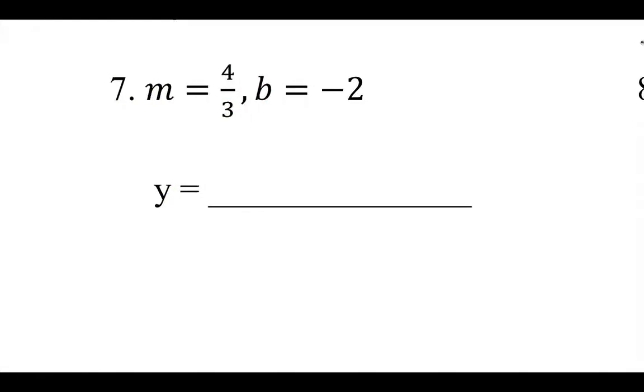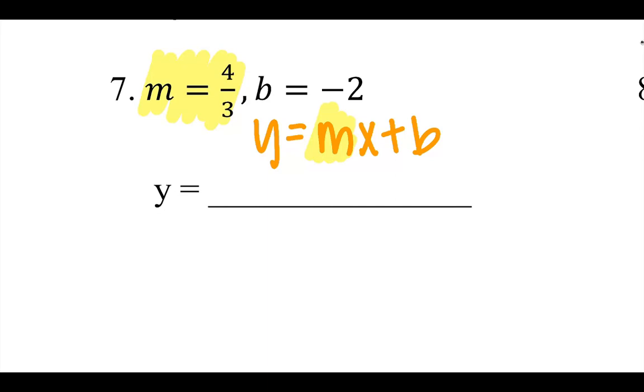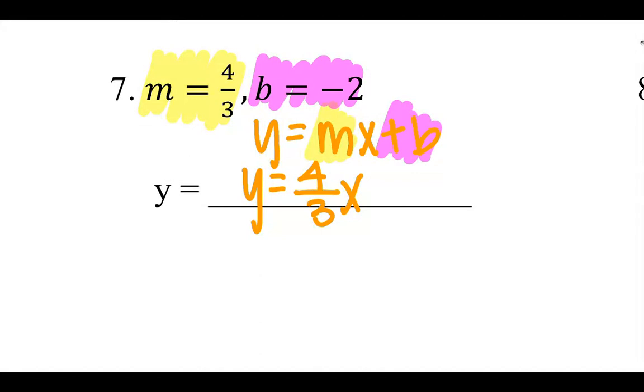Number 6, same thing. Y equals mx plus b. M is 4/3 this time. So where we're at m, I'm putting 4/3. And b is negative 2. Everywhere I see a b, I'm putting negative 2. So y equals 4 over 3x minus 2.